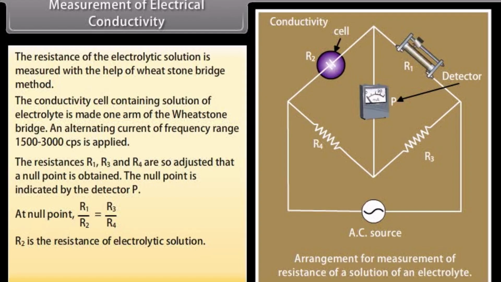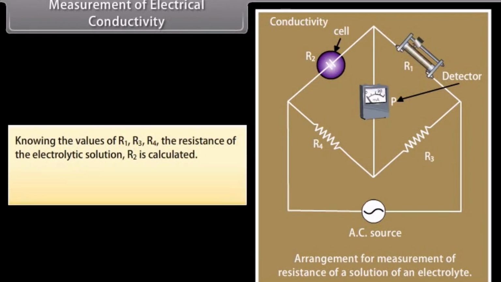R2 is the resistance of the electrolytic solution. R2 is equal to R1 multiplied by R4 divided by R3. Knowing the values of R1, R3 and R4, the resistance of the electrolytic solution R2 is calculated. The reciprocal of R2 gives the conductance of the solution.